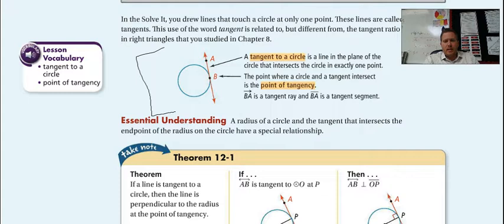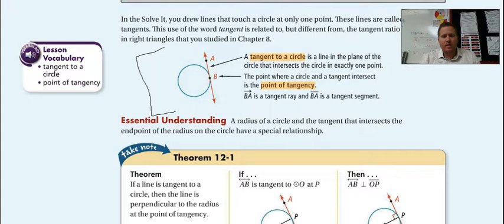So we're talking about tangent lines, and a tangent to a circle is a line in the plane of the circle that intersects the circle in exactly one point. So we have this line, it's not going to go through the circle, it's just going to touch the circle at just one point. That point where it touches is going to be called the point of tangency.